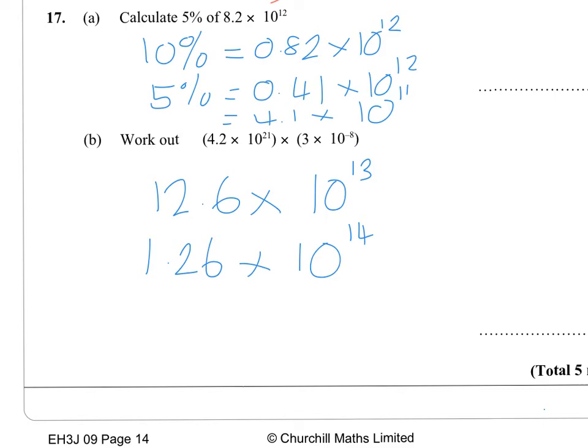Okay, so what I could do is make that a little bit more straightforward by rewriting that first layer of working as 1.26 times 10 to the 1 times 10 to the 13. Okay, which then gets rewritten as 1.26 times 10 to the 14 by adding the powers of 10. Hopefully that makes sense.